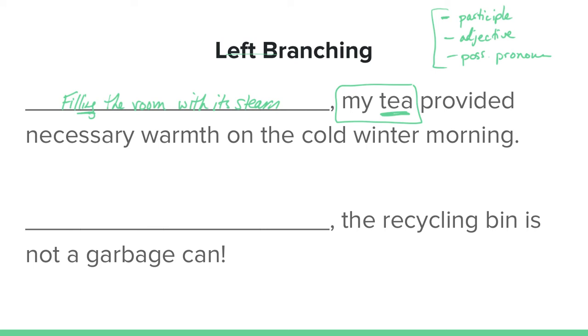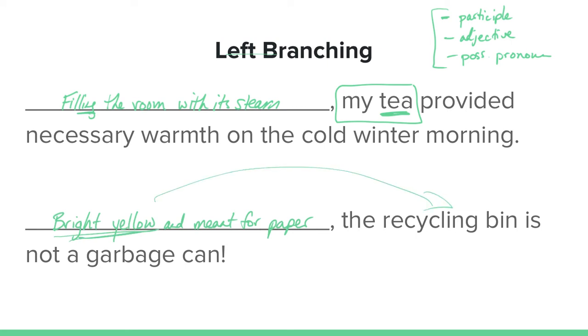So, this next one. The base clause is, "The recycling bin is not a garbage can." What comes most easily to mind is, again, an adjective phrase. "Bright yellow and meant for paper, the recycling bin is not a garbage can." So, bright yellow, adjective describing the bin.